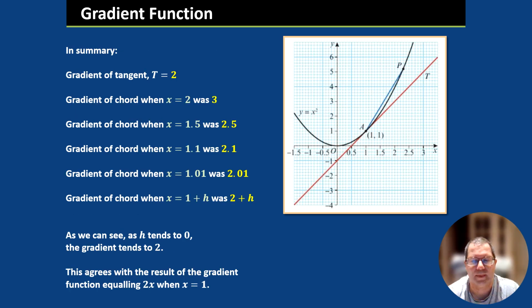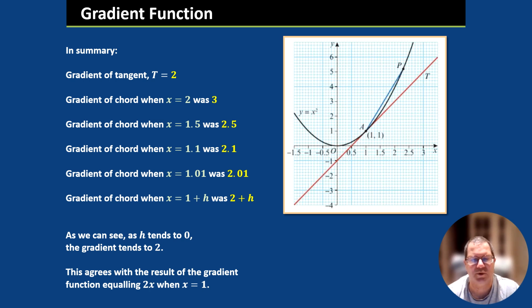Part C asks us to comment on the relationship between your answers to parts A and B. So in summary, in part A, we found that the gradient of the tangent t was 2, using actual points from the tangent. And then we looked at some chords. When x was 2, the gradient was 3. When x was 1.5, the gradient was 2.5. And you'll see as we get closer and closer to the value of 1, as the extra bit we're adding on gets smaller, the gradient is getting closer and closer to 2.